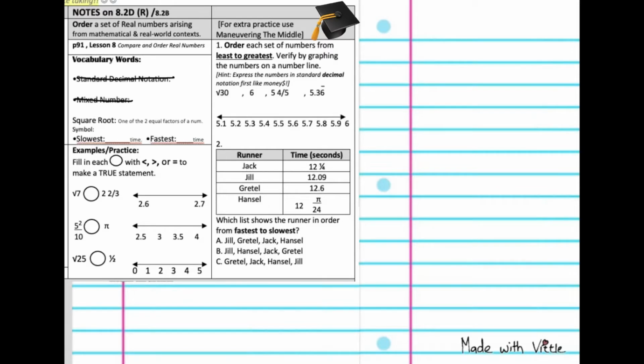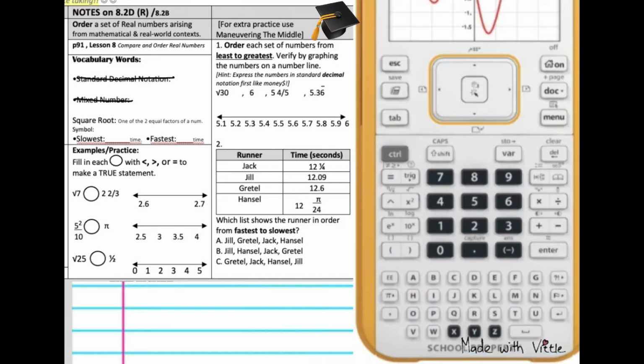So today we're going to go ahead and learn how to order a set of real numbers arising from mathematical and real-world contexts. Let's look at the examples in practice. Fill in each circle with less than, greater than, or equal to symbols to make a true statement. Square root of 7, is it less than, equal to, or greater than 2 2/3?